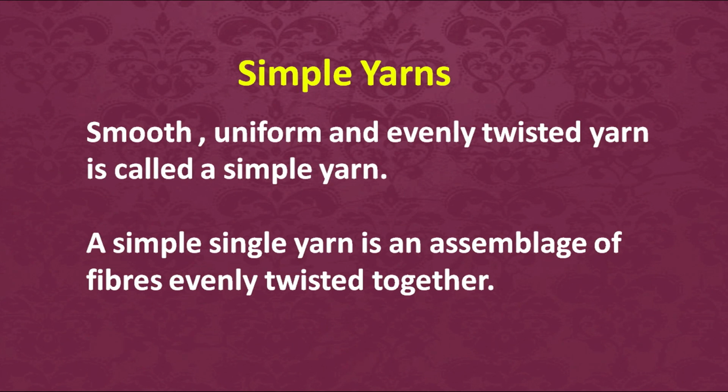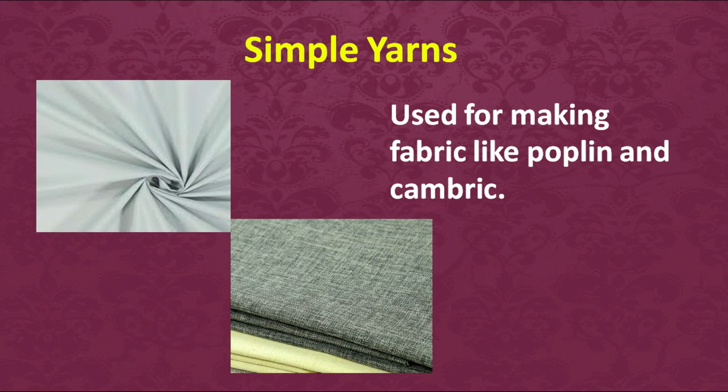So ma'am, the basic properties of the simple yarn are the same as you have just discussed: they are smooth, they are uniform, they are evenly twisted throughout their length. It's basically fibers which are assembled together and given the right amount of twist. The result is fabrics like poplin and cambric, which are very smooth to touch and very fine fabrics. So the finer the yarn is, the finer the final fabric that is obtained from these yarns.